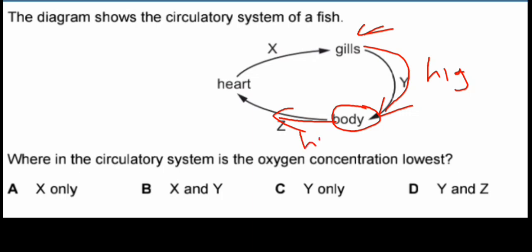Once the gills absorb the oxygen, it is going to flow in this direction. So here we're going to have the highest concentration of oxygen. Then the body is going to use the same oxygen. Even here we are going to have a high concentration of oxygen. Now, after passing through the heart, at point X, that is where you are going to have the lowest concentration of oxygen, meaning the answer here is just going to be N. So that was the last one.